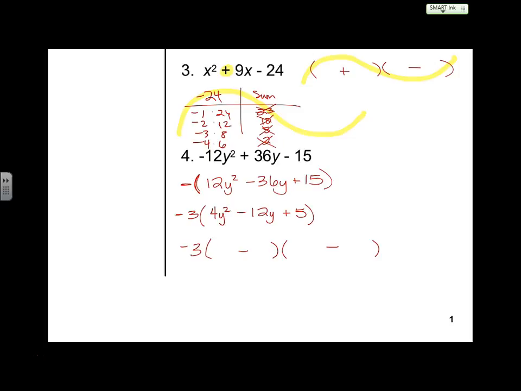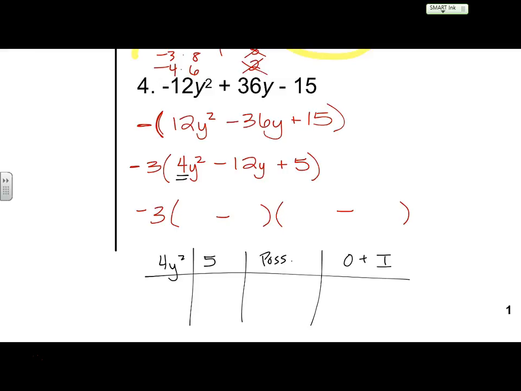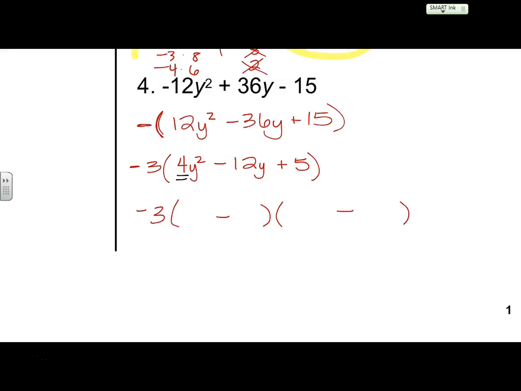So the chart. Kiddos, is this the easy chart or is this the long chart? Easy. Why is it the long chart? Oh, because there's more. There's a 4 in front. We can't just say y and y. Right? So we have to look at 4y squared, factors of 5, and possible factors. And then look at our outer plus inner.